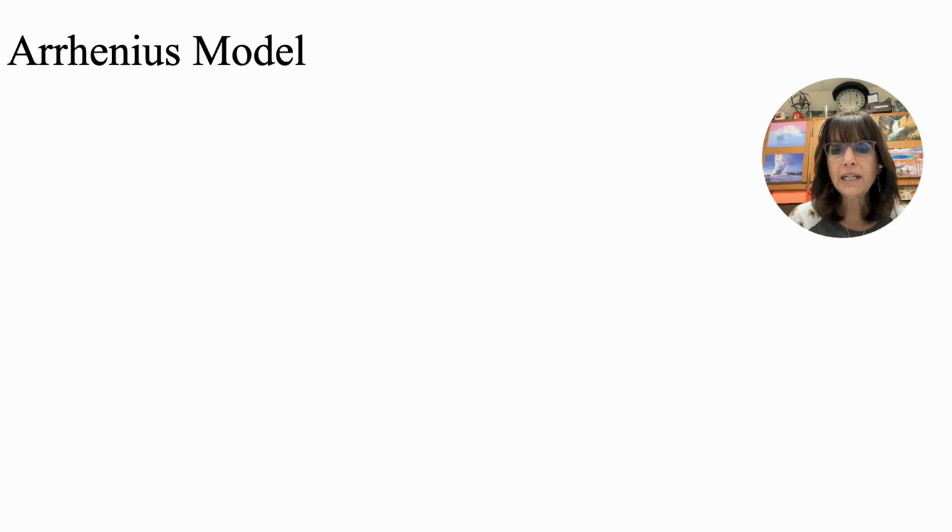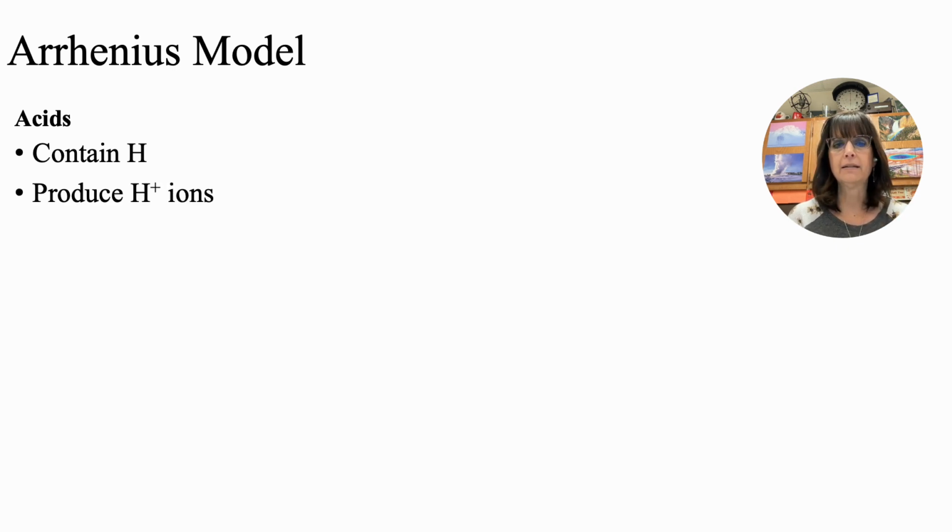There are 3 types of models that you need to be aware of. The first one is the Arrhenius model, and this is the one that I learned when I was in high school. By definition, anything that has an H that can be given off is an acid. The Arrhenius model says if you have an H and you can produce H pluses, you're an acid.